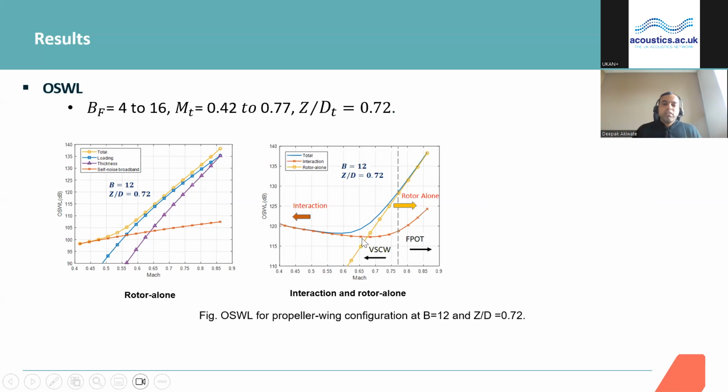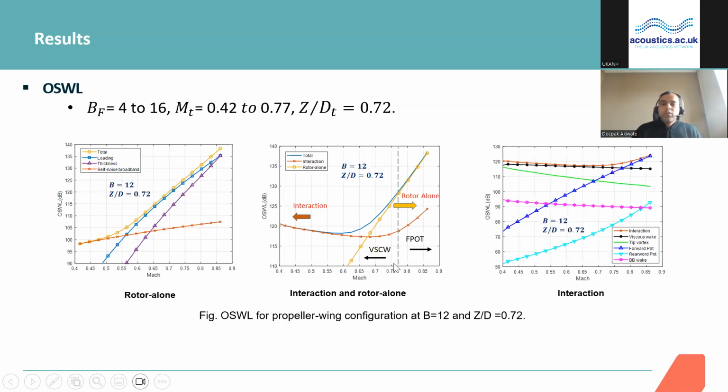But this balance between the rotor alone and the interaction noise source strongly depends on the number of blades as well as the separation distance. If you change the number of blades and change the separation distance, this balance between the rotor alone and the interaction noise source shifts towards either low tip speed or high tip speeds.